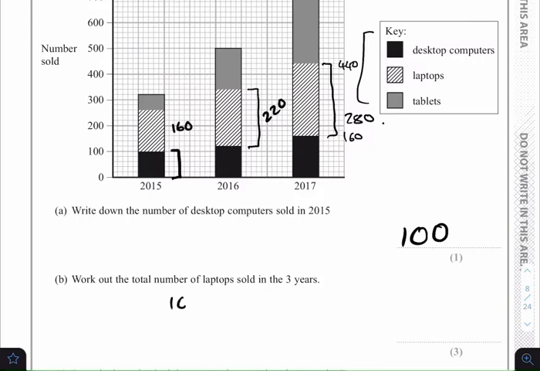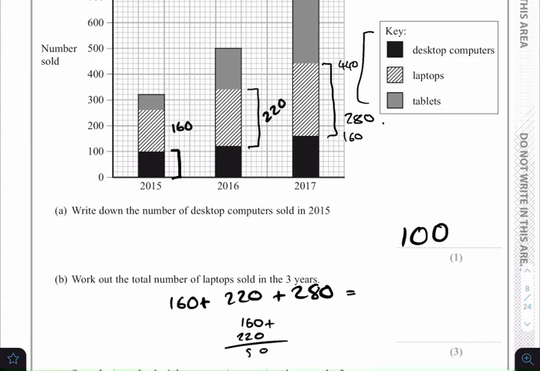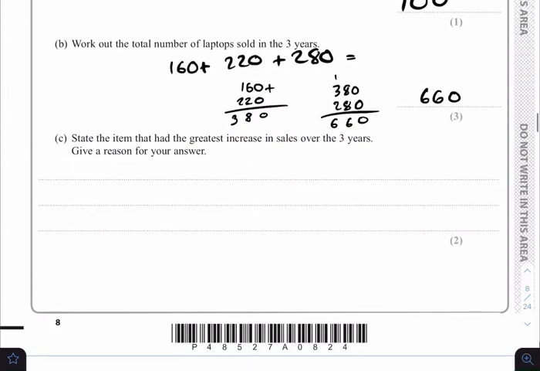So if we do 160 plus 220 plus 280, 0 plus 0 is 0, then 6 plus 2 is 8, and then 1 plus 2 is 3, and then 380 plus 280 equals 0, 16, carry the 1, and that's 6. So that's 660 for that one there. Cool. So let's go to the final part C.